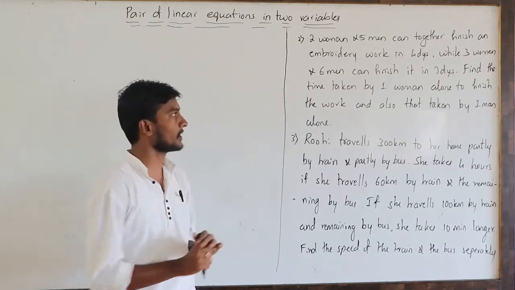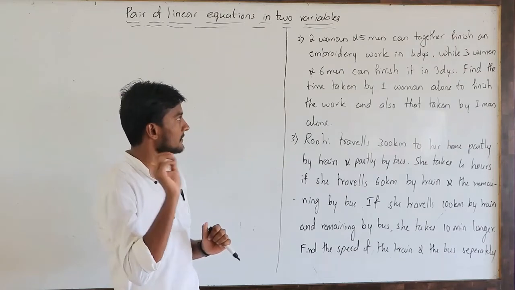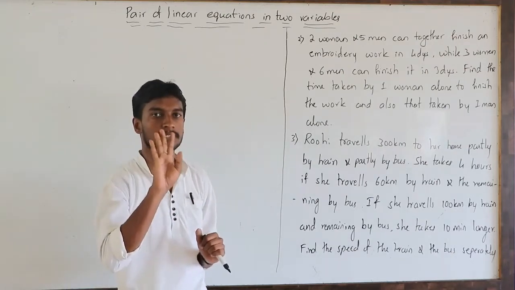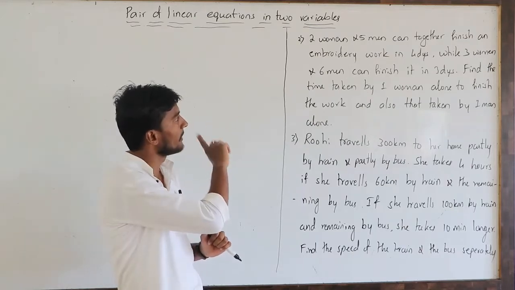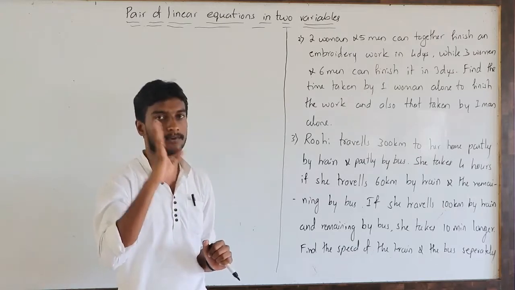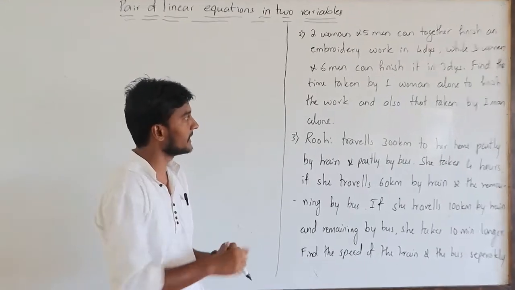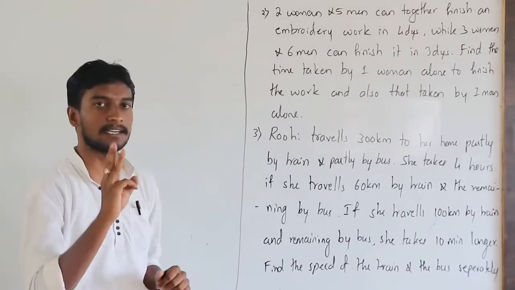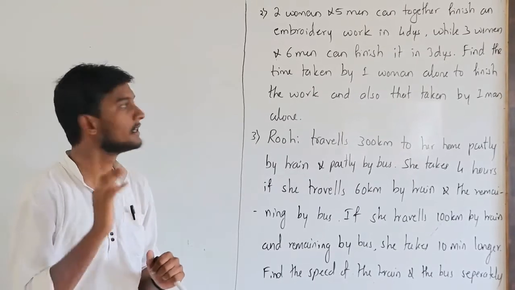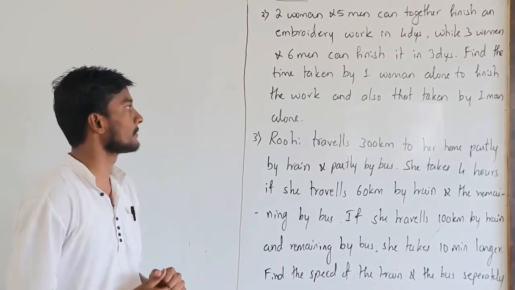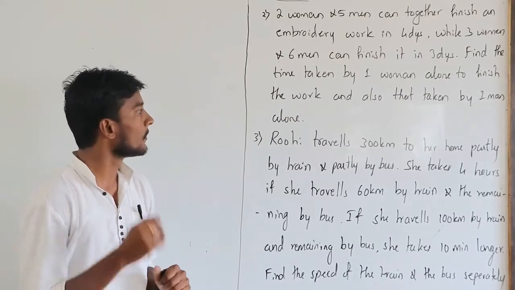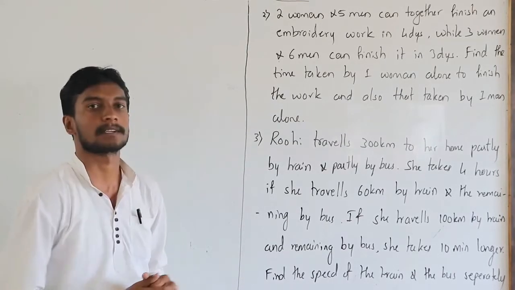So here, 2 women and 5 men together can finish an embroidery work in 4 days. And in the second condition, 3 women and 6 men together can finish the embroidery work in 3 days. So now we want to find the time taken by one woman alone and the time taken by one man alone to finish the work.